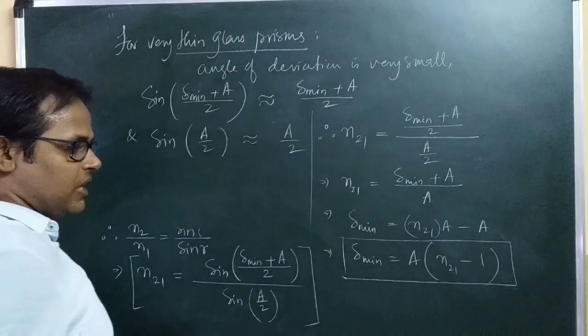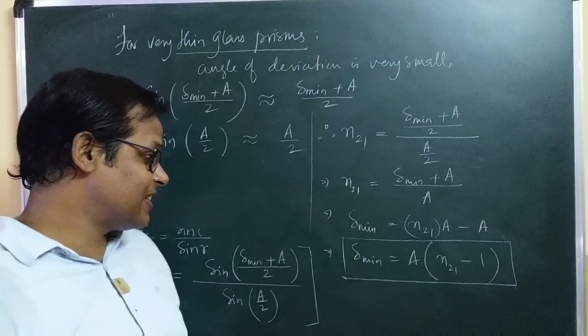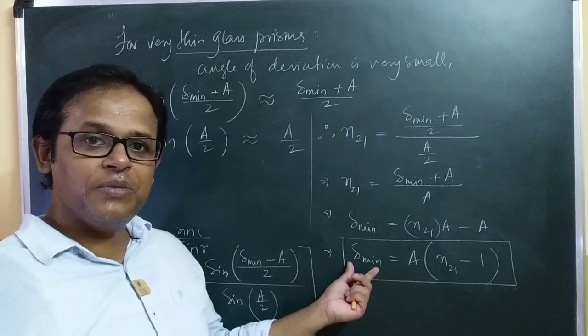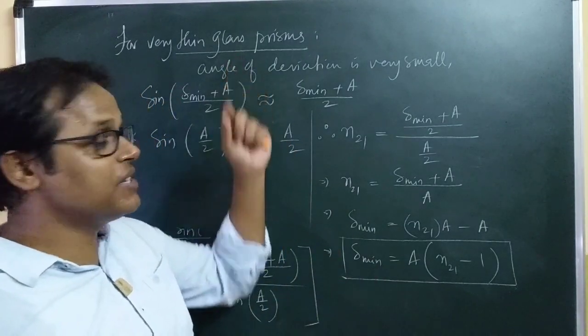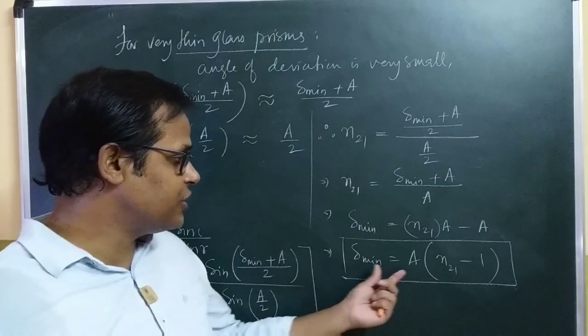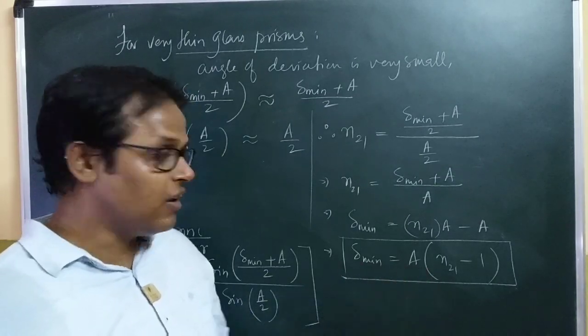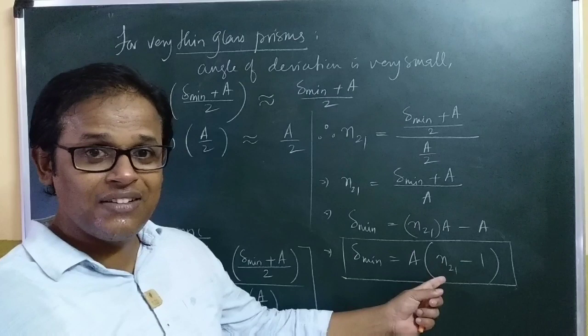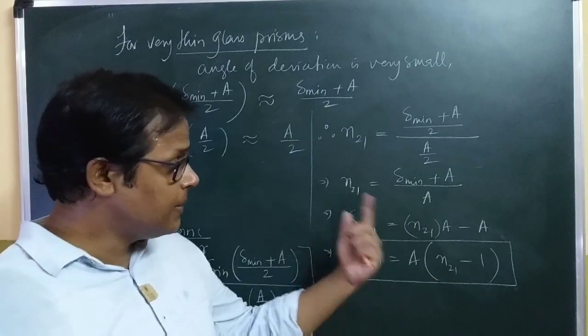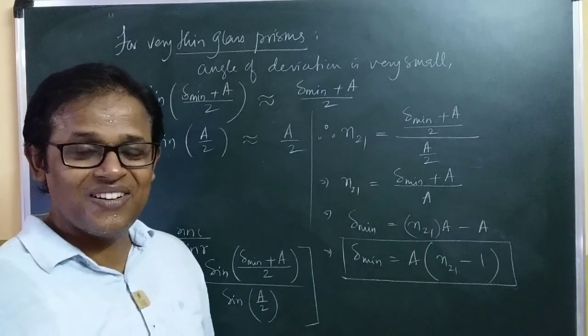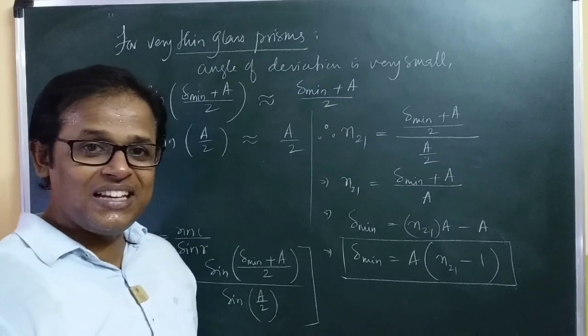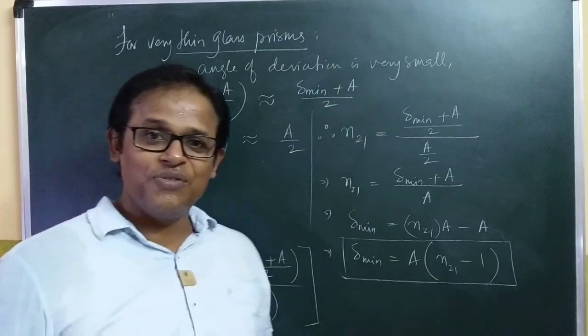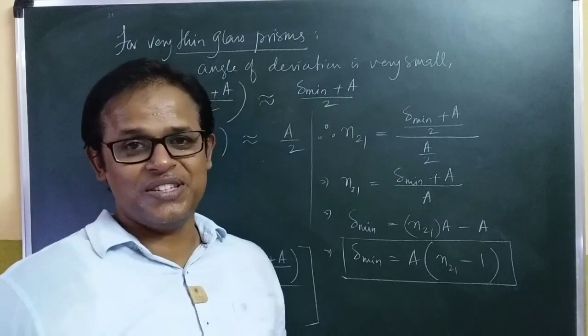So this expression clearly illustrates that the angle of deviation for very thin glass prisms is highly negligible. It depends upon the angle of the prism, and the refractive index of the material of the prism minus 1. Alright, hope I am very clear on this topic of refraction of light by a glass prism.